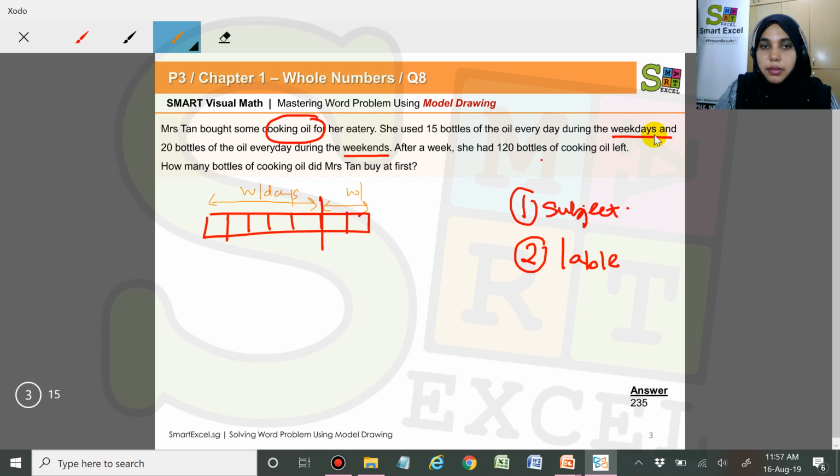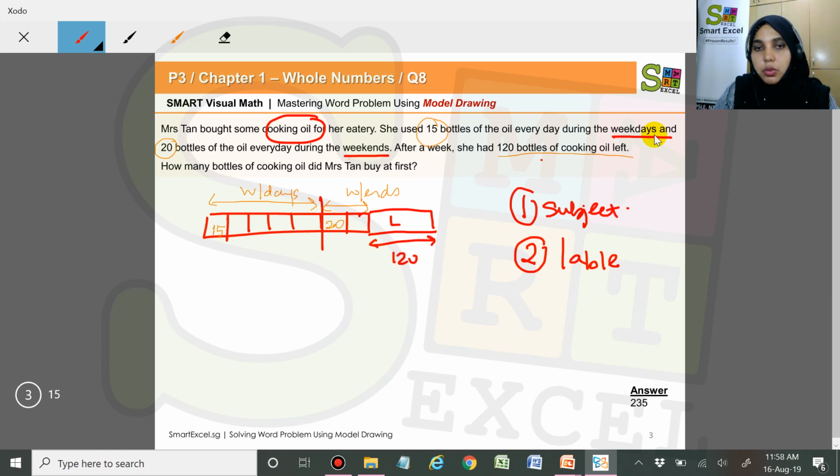And this is the weekends, and per bottle here she used 15, correct? Then after that they mention about 15 bottles. Then this 20 bottles is used for the weekend, so per day of this is 20. They mention that they still have 120 bottles left, so actually we must draw a little bit more here, L for left. Okay, and here to here is how many? 120. So they asked you how much they have at first.